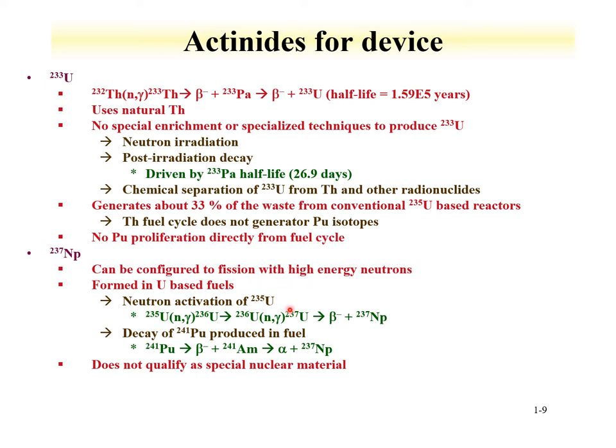One is neutron activation of uranium-235, building to uranium-236. That can capture another neutron, making uranium-237, which can undergo beta decay to neptunium-237. Or in fuel that has higher plutonium isotopes, plutonium-241 can undergo beta decay, making americium-241, which then undergoes alpha decay to make neptunium-237. Neptunium-237, while it can be used in a device, does not qualify as special nuclear material.